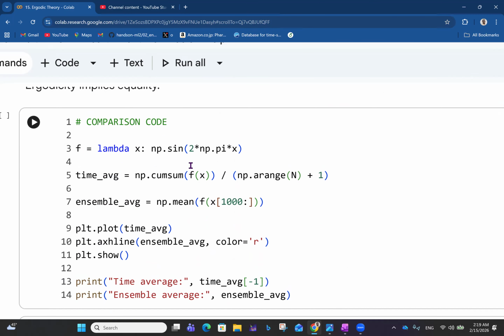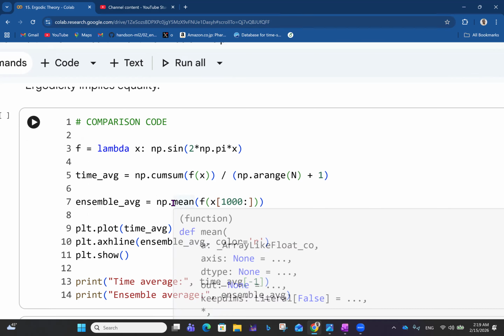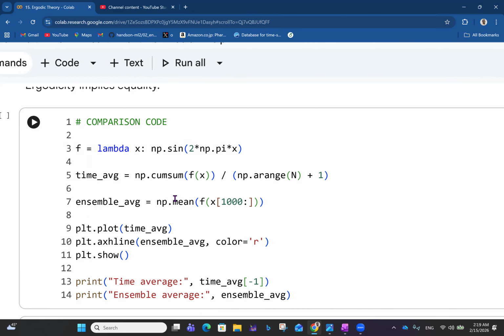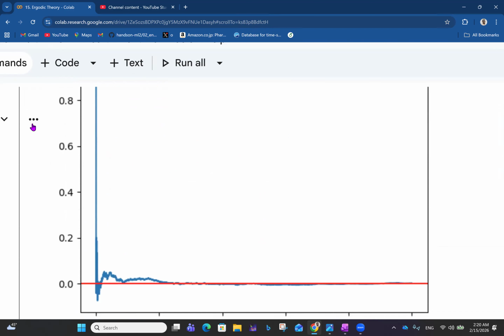So we have a comparison code for the time and ensemble average. We have a function defined as sine 2 pi x, right? For the time average, we have np.cumsum of this f of x, all over that whole range we have there, and then the ensemble average is just np.mean of everything at once. So the time average is what happens one after the other. You sum it up and average, but the ensemble average is what happens just at once. All right, and then you plot the time average, and then you have the x-axis line. You have the ensemble average in color red, and then you print all this. So see what you have here.